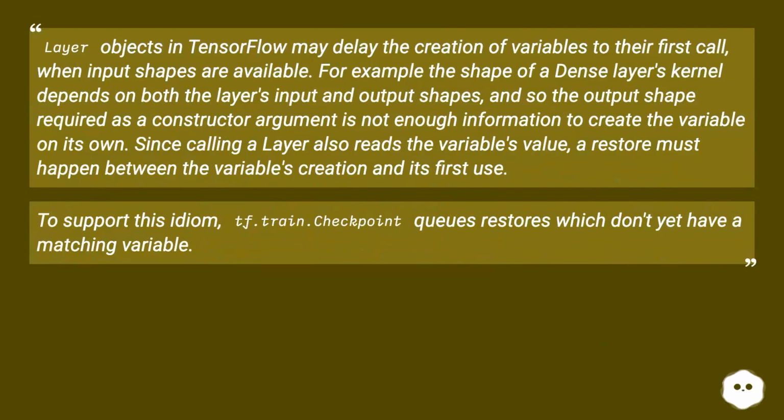Layer objects in TensorFlow may delay the creation of variables to their first call when input shapes are available. For example, the shape of a dense layer's kernel depends on both the layer's input and output shapes, and so the output shape required as a constructor argument is not enough information to create the variable on its own. Since calling a layer also reads the variable's value, a restore must happen between the variable's creation and its first use. To support this idiom, tf.train.Checkpoint queues restores which don't yet have a matching variable.